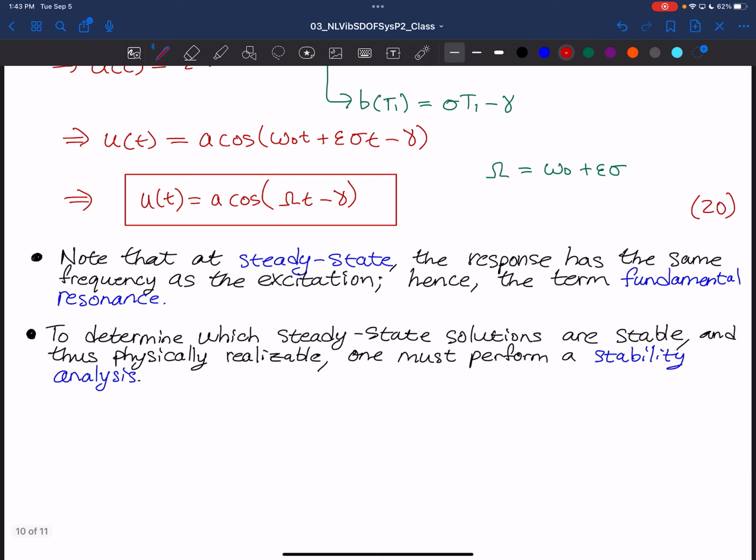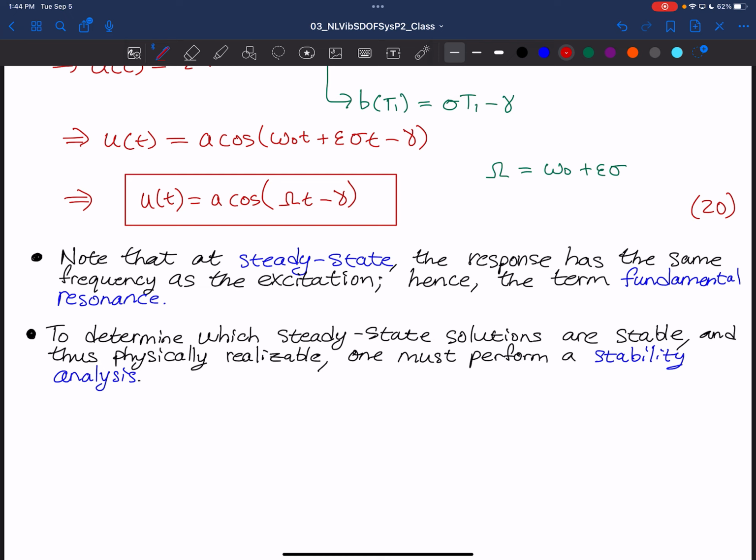Okay, so you'll note here that at steady state, the response has the same frequency as the excitation, and that's why we call this a fundamental resonance. And if you wanted to determine which of those three steady state solutions were stable, you have to do a stability analysis. The same thing that you did with trying to find whether an equilibrium position was stable or not applies here as well.